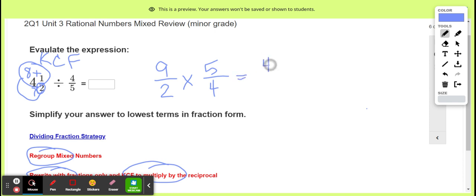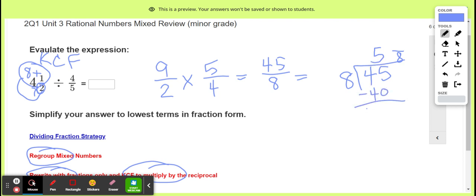That's going to give us 45 over 8. And we move this over to divide it out. 8 goes into 45, and then the remainder is going to go over 8 over here in the fraction. 5 times 8 is 40, and then the remainder is going to go up in the fraction.